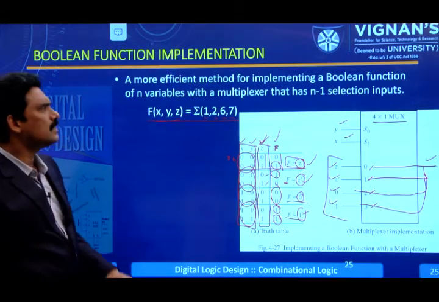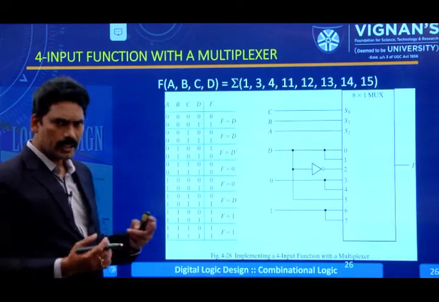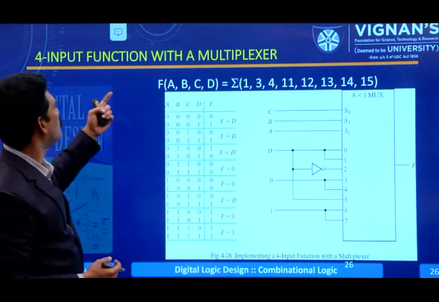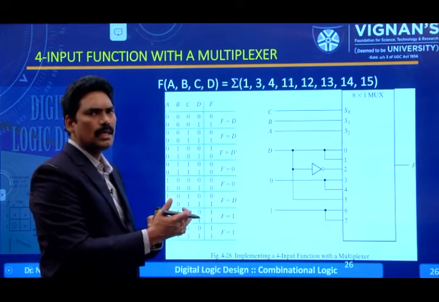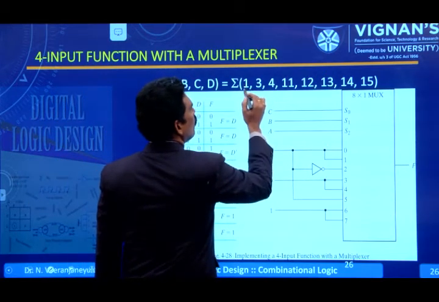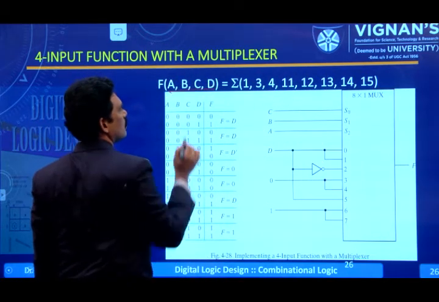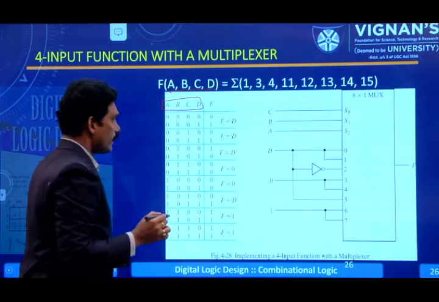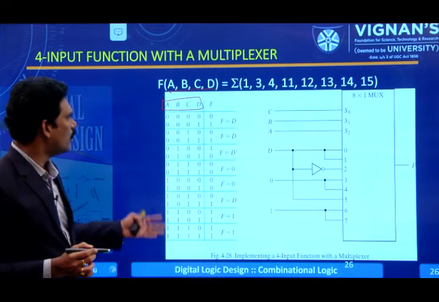Now, we will consider another example. Listen carefully. This is a 4 variable function, and we have been given an expression. We are going to implement this Boolean expression by using a multiplexer. So, f of ABCD is equal to sigma 1, 3, 4, 11, 12, 13, 14, 15. How many variables are there? 4 variables. So, ABCD are the variables, right? Good. Next, we have written the various combinations of ABCD.